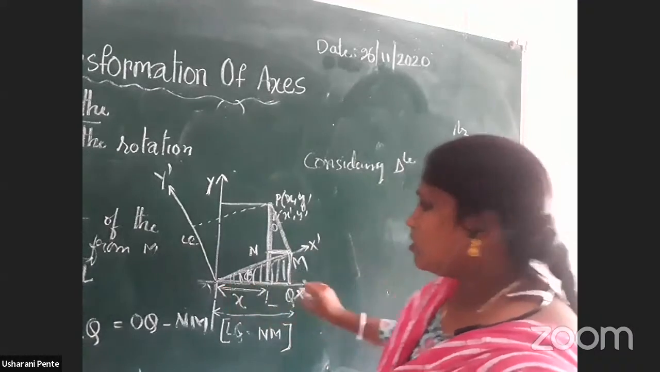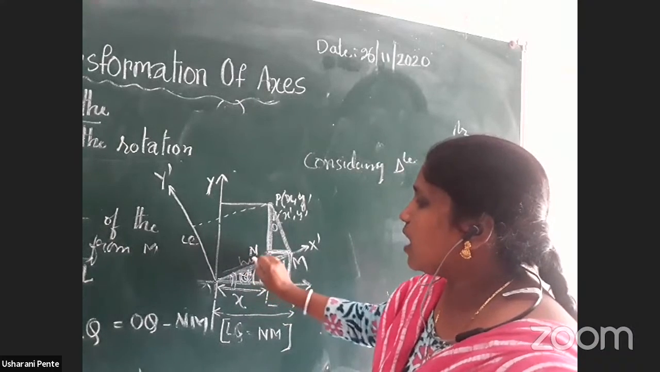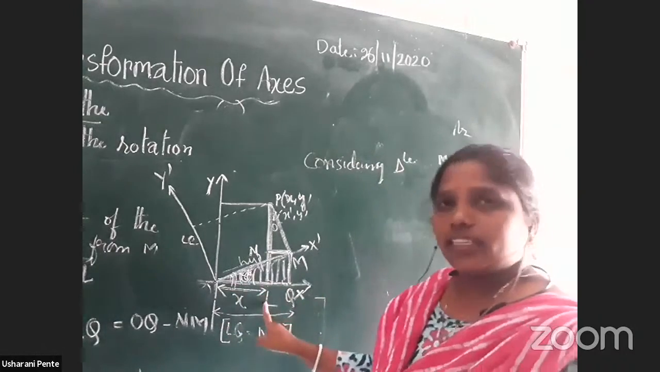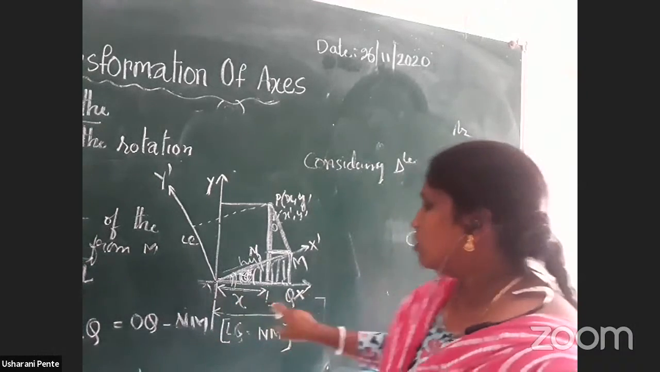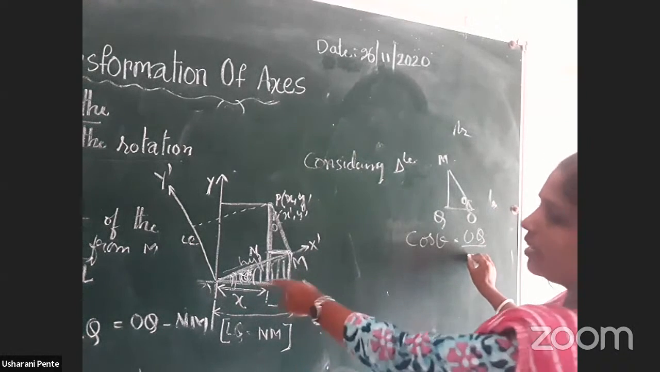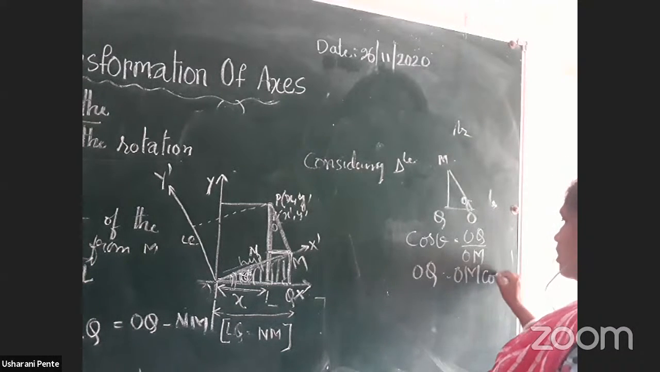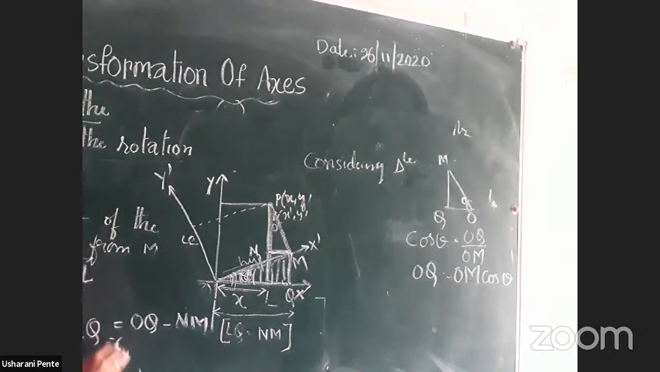In this, what is OQ? This is the theta and this is the 90 degrees. It means this will be our hypotenuse, and this will be our adjacent side. Therefore, cos theta is equal to what? Cos theta is equal to OQ by hypotenuse, that is OM. Therefore, OQ can be written as OM into cos theta. So, in place of OQ, what am I taking? OM cos theta.